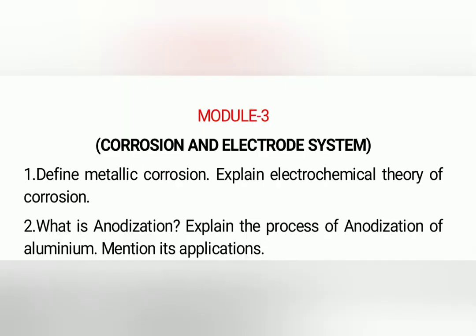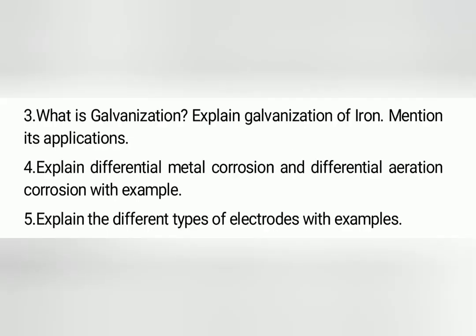In this the first question is define metallic corrosion and explain the electrochemical theory of corrosion. The second question is what is anodization and explain the process of anodization of aluminium and also mention its applications. The third question is what is galvanization and explain galvanization of iron and also mention its applications. The fourth question is explain differential metal corrosion and differential aeration corrosion with example.